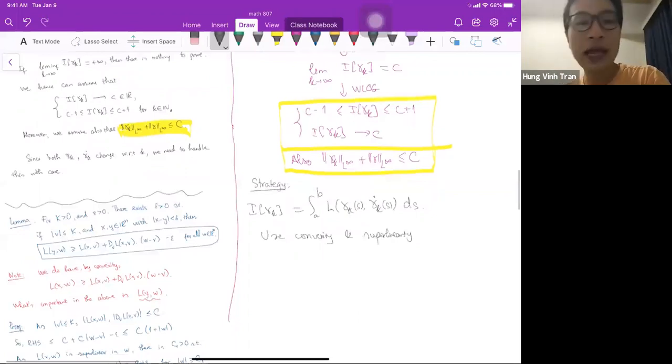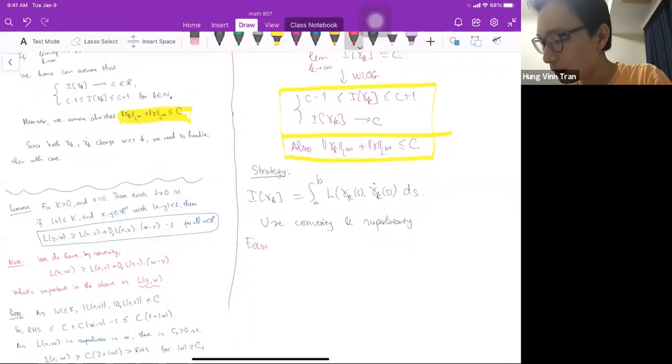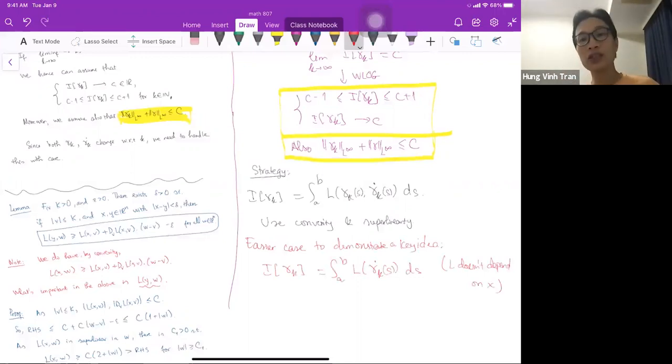Okay. So to demonstrate the strategy to you guys, let me consider the easier case first, to demonstrate the key idea. The key idea is assuming, you know, this is not that, but when I'm demonstrating the key idea, I'm assuming that L doesn't depend on X, so it's homogeneous in X. Okay, so if this is the case, then things are going to be easier.